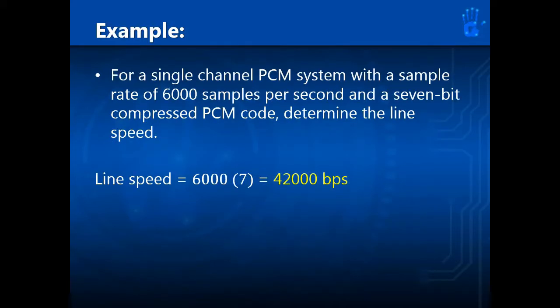Let's take a look at an example. For a single channel PCM system with a sample rate of 6,000 samples per second and a 7-bit compressed PCM code, determine the line speed.